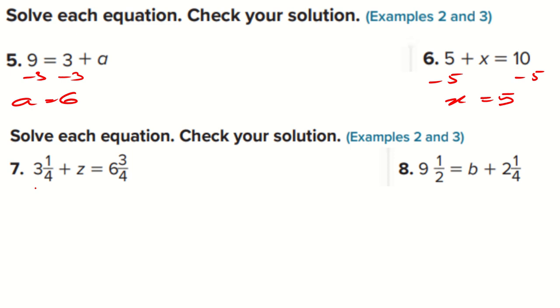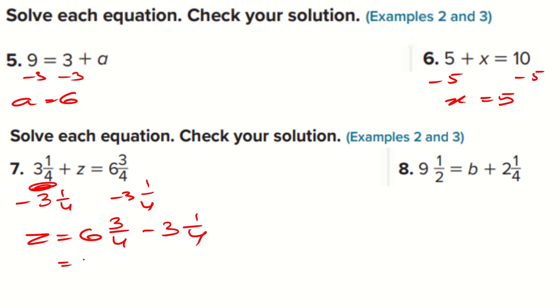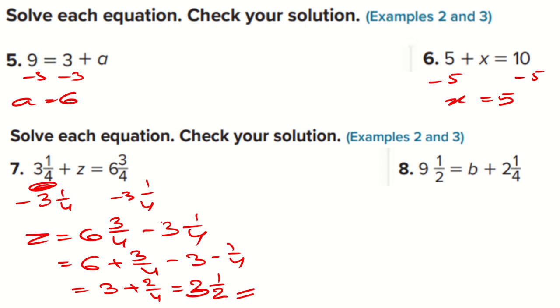Now here what you will do, this complete will be subtracted. So minus 3 and 1 over 4, minus 3 and 1 over 4. Okay. So z is equal to 6 whole 3 over 4 minus 3 and 1 over 4. Just make them separate. So 6 plus 3 over 4 minus 3 minus 1 over 4. This is 6 minus 3, 3 plus 3 over 4 minus 1 over 4. It will be 2 over 4. 2 over 4 means half. So 3 and half. This will be the answer.